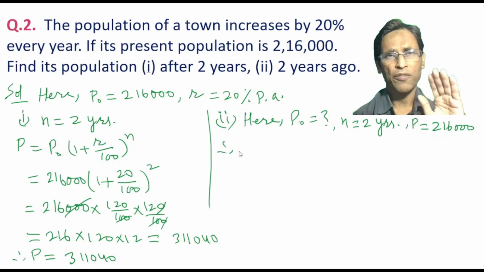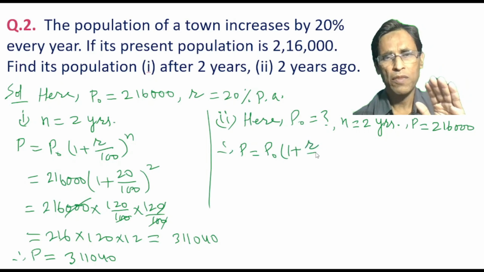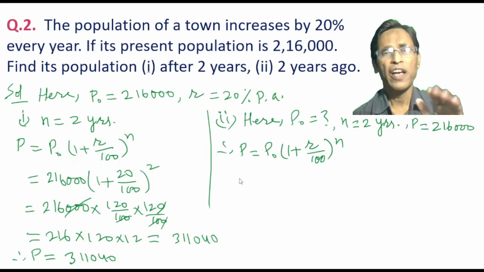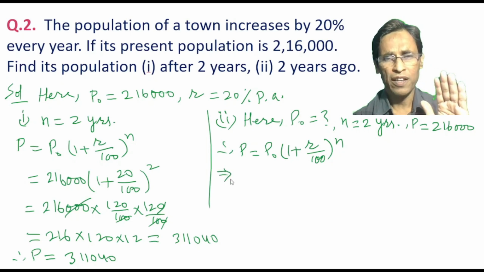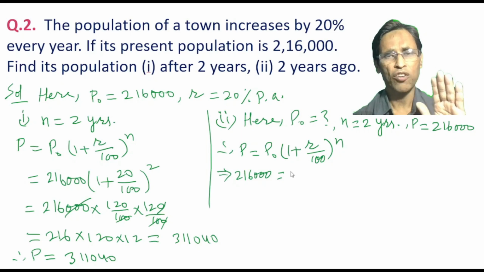Therefore, the formula will be applied. P equal to P naught times 1 plus R by 100 to the power n. In the next step, we replace the terms whose information is available in the question. Therefore, P is replaced by 2,16,000 and P naught will be as it is.